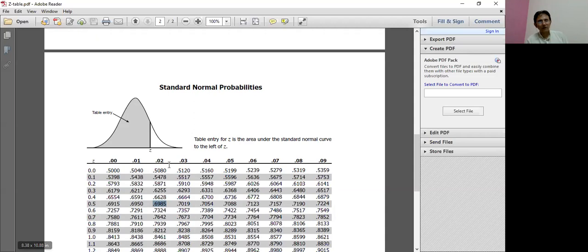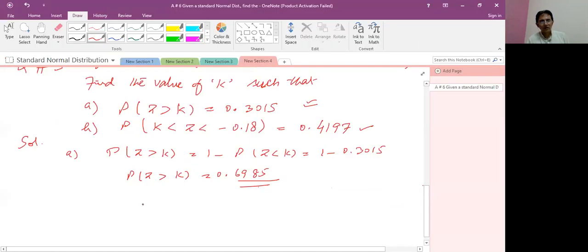So it means 0.52. It means the value of K. So 0.5 plus 0.02, this will be the value of K. If we add both of them, the K it is 0.52. Find the answer.